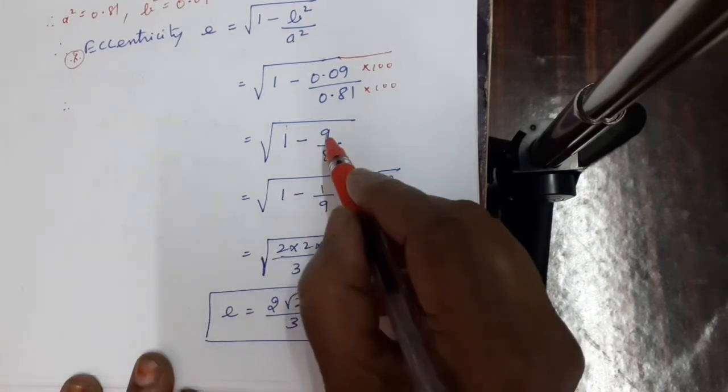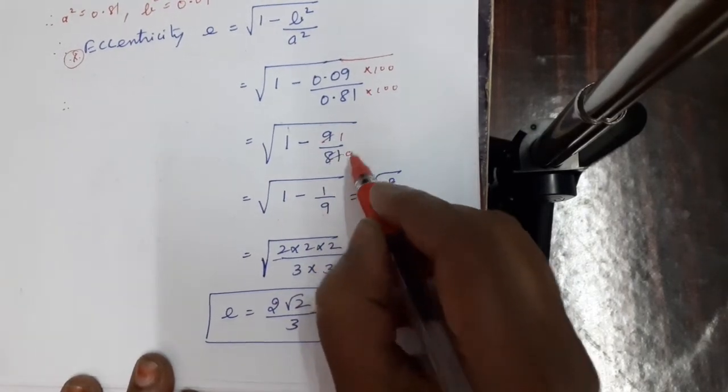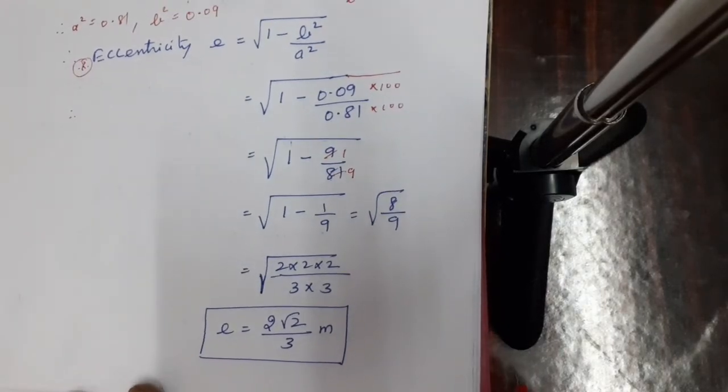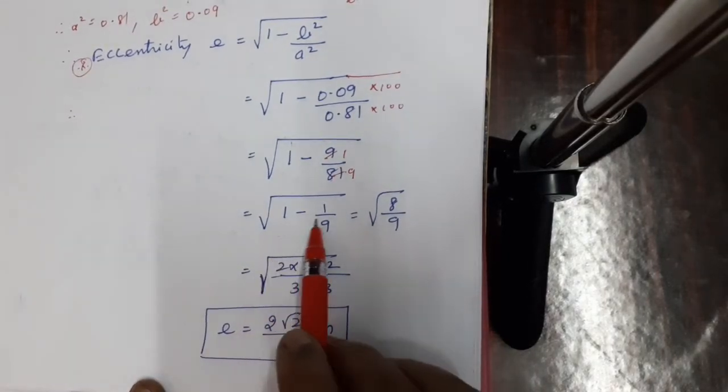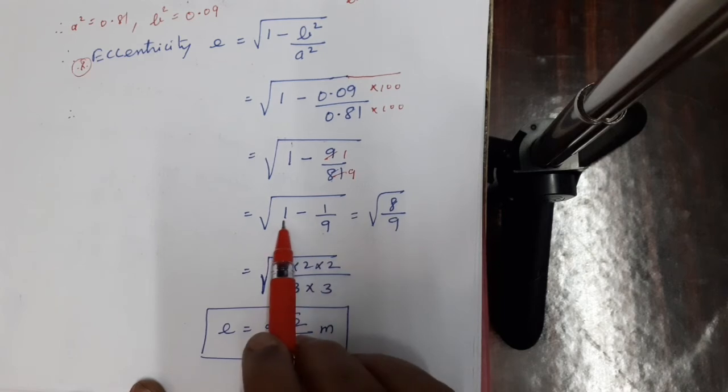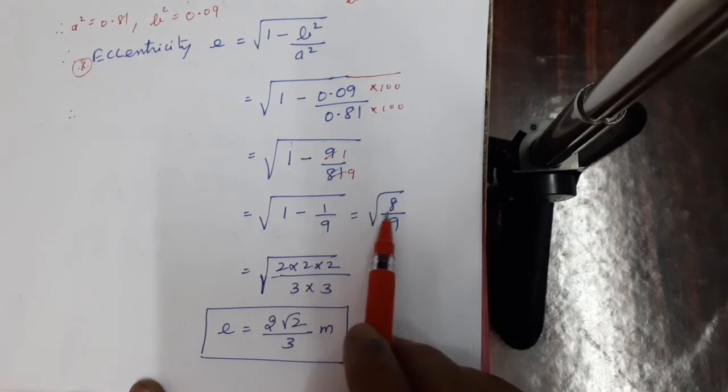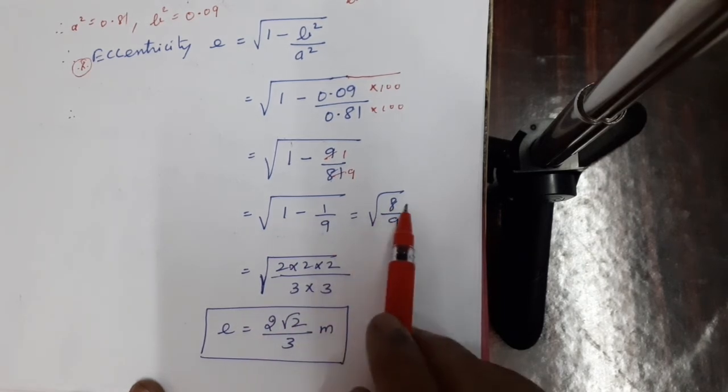So you cancel the value. 1 nine is 9, 9 nines are 81. Therefore, 1 minus 1 by 9. 1 nine is 9, and 9 minus 1 is 8. So 8 by 9, root of 8 by 9.